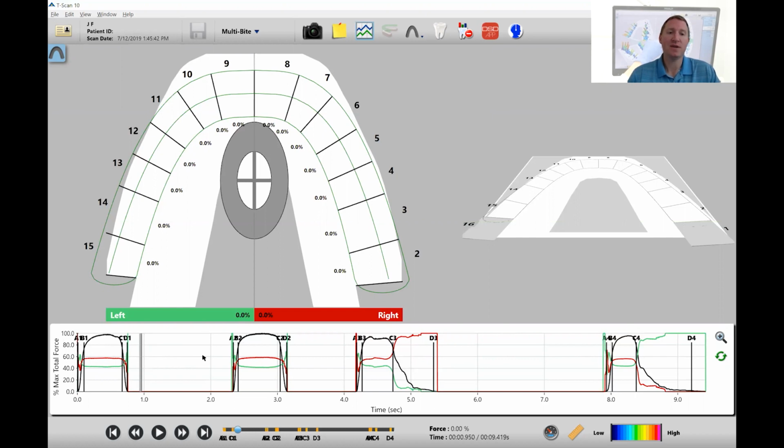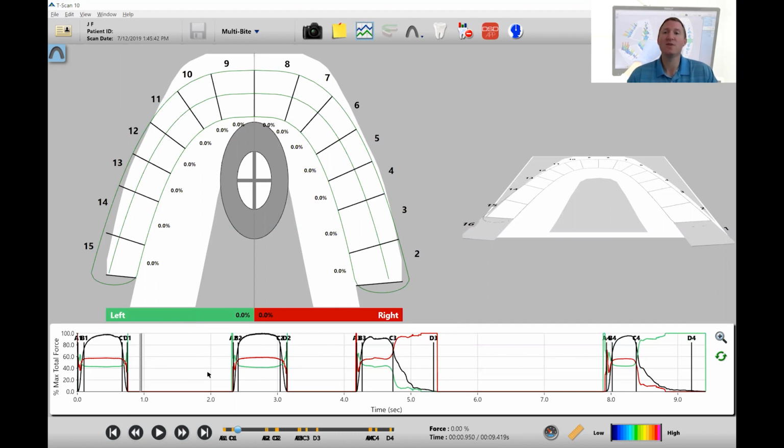The second thing I look at is the red and green line. So the red line correlates to the right side, the green line correlates to the left side. So if the red line is higher in this first movie, I would expect it to be higher in the second, third, fourth movie. So that will allow you to see, number one, is the patient giving you the same amount of force in each bite? And number two, is the bite repeatable, meaning that do we see the bite coming in the same way?